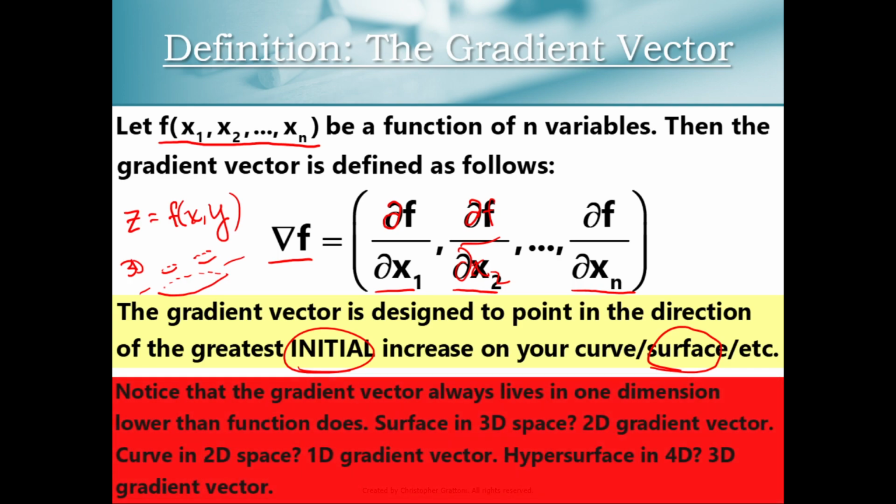Now this next little box here just says what I was talking about a second ago. The gradient vector always lives in one dimension lower than your function does. So if we have a function z equals f of xy, which is a surface living in three-dimensional space, that gradient vector for our function is going to live in two-dimensional space. That's kind of neat because now we could start to wrap our minds around things like a hypersurface living in four-dimensional space, because the gradient vectors of that four-dimensional hypersurface live in three-dimensional space, which is a type of space that we have good intuition for. So kind of cool. I'll show you that in a later video.